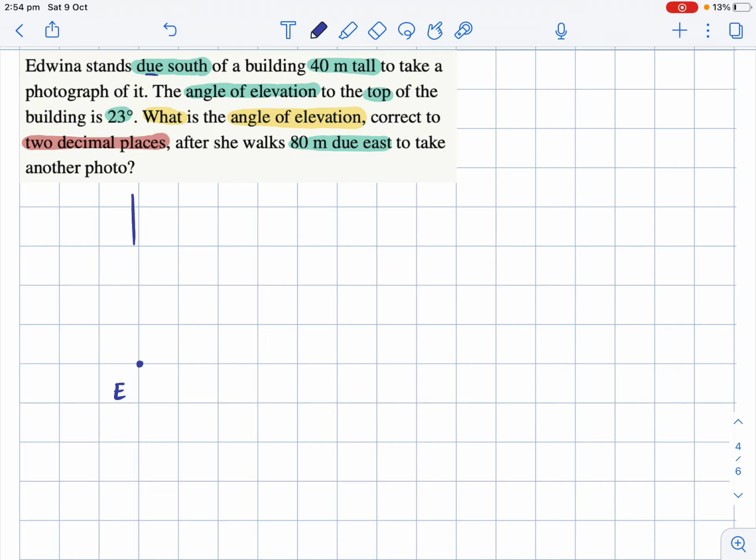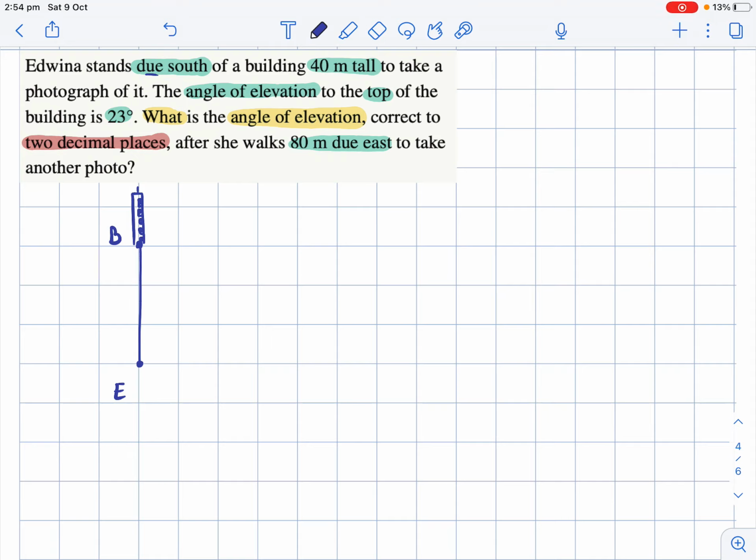So here's my building. Fancy skyscraper. There are all the windows. And it's got a tower on top. There you go. Lovely. There's my building, B. Don't need that picture. Actually it distracts from the whole diagram, but I'm going to leave it there for the time being. So Edwina is straight south from there.